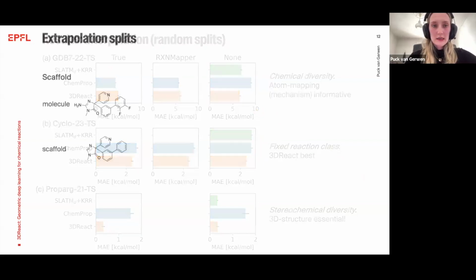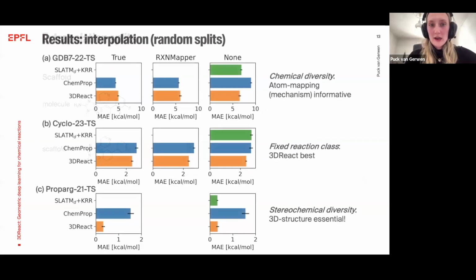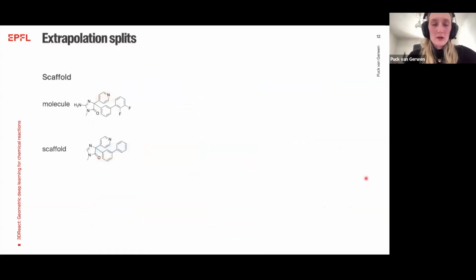So that was for random splits. And what about for extrapolation? So in chemistry, maybe the most common extrapolation split is a scaffold split. So this basically means that you have a molecule and you remove basically side groups. So you keep everything that is a ring system and you just remove anything that's attached to the rings. And this constitutes your chemical scaffold.